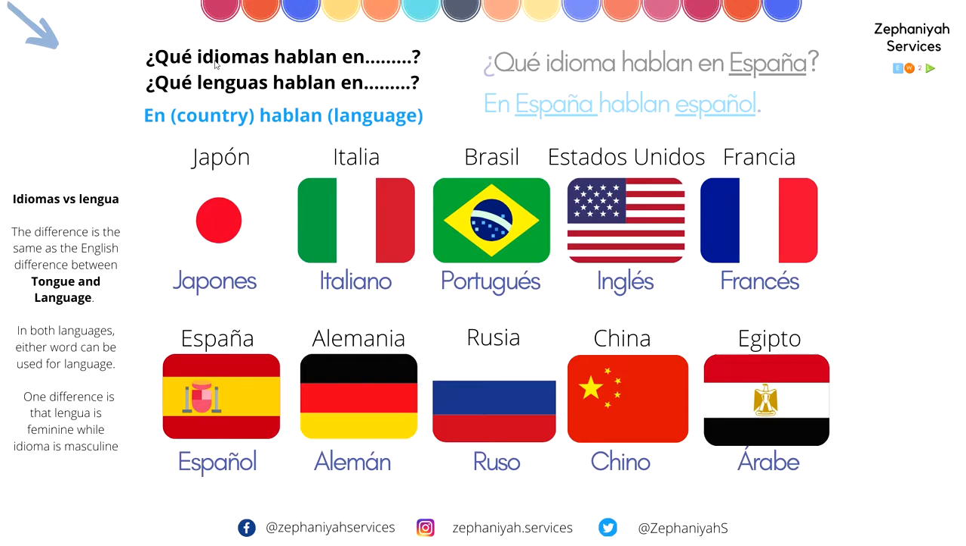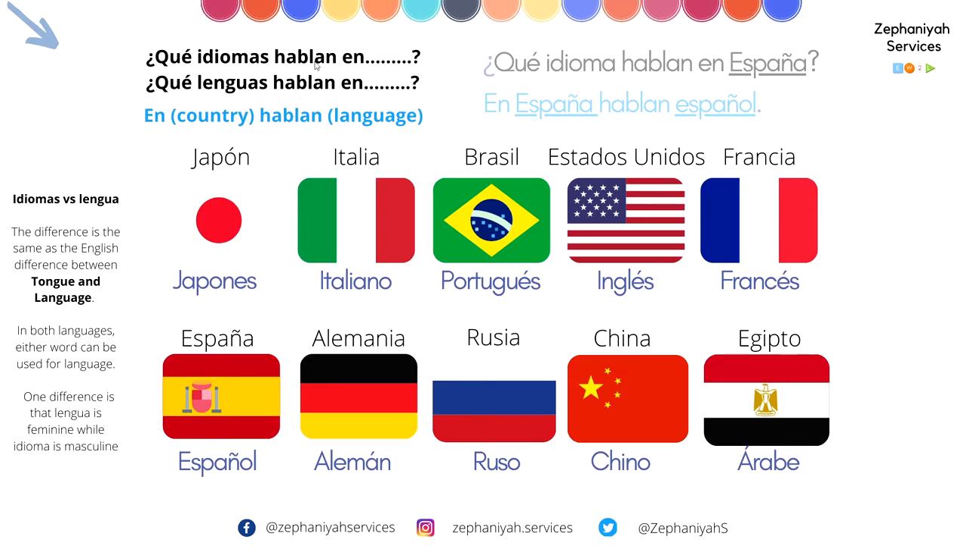Now, if you are thinking about idioma and lengua, what's the difference? The difference is the same as the English difference between tongue and language. In both languages, either word can be used for language. One difference is that lengua is feminine, la lengua, and idioma is masculine, el idioma. Another thing is that tongue is literally the tongue that you have in your mouth, but have you maybe heard somebody ask, what's your mother tongue? So it's kind of the same, but sometimes some say lengua, some say idiomas.